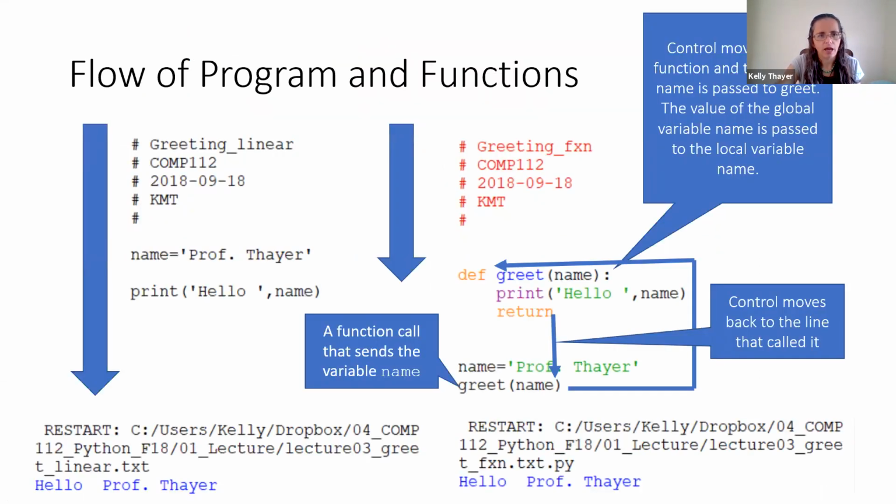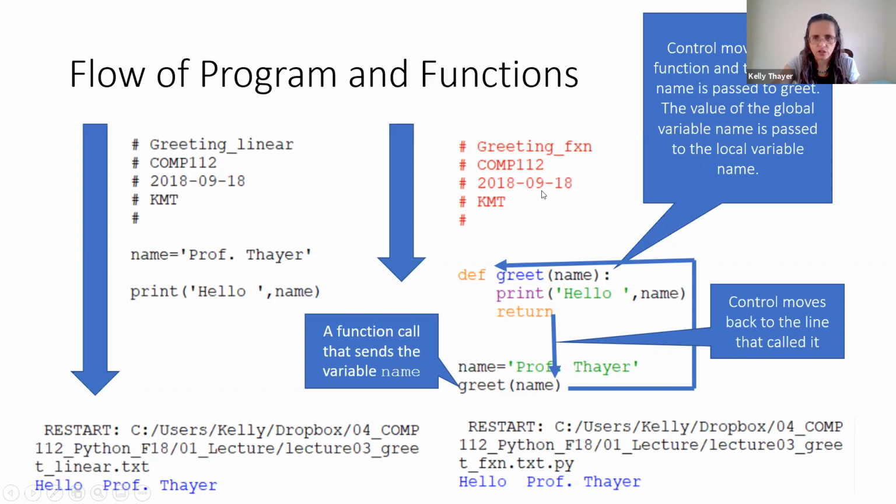So let's just take a look at how the flow of calling a function actually works. Consider these two ways of writing a program. On the left-hand side, we have a linear greeter. Before today, this is probably what you would have done if I had asked you to write a program that's going to greet a user. You probably would have had a variable equals the name, and then you would print hello and the person's name. This program begins at the top and works its way to the bottom. It passes through a variety of comments, which it does nothing about, and then it does this variable assignment and the printing. So when we run this program, the output says, hello, Professor Thayer.